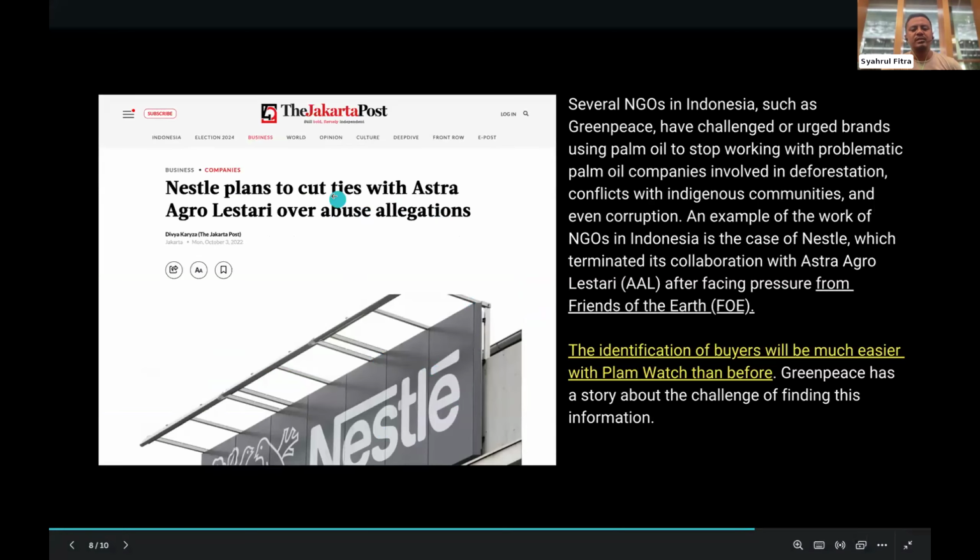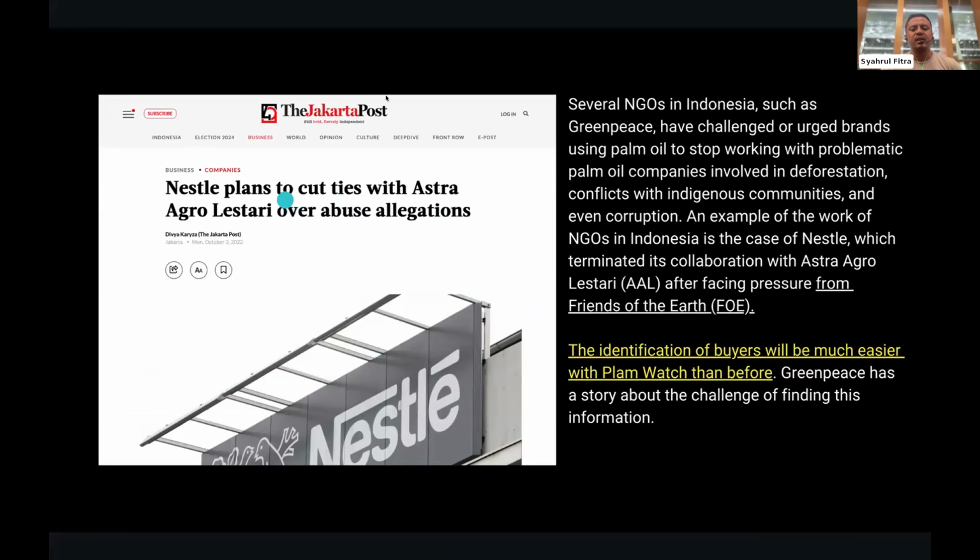So journalists can also look at and utilize this data. And this is one example: our colleagues, Friends of the Earth, made a complaint about Nestle. Nestle got supply from Astra Forestry, and this Astra Forestry is linked with some cases in the field.